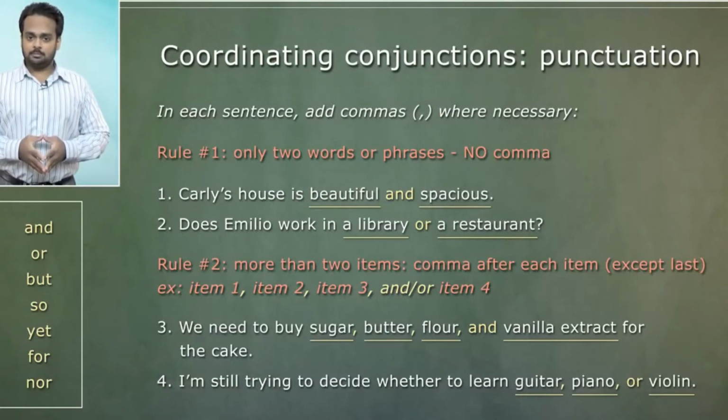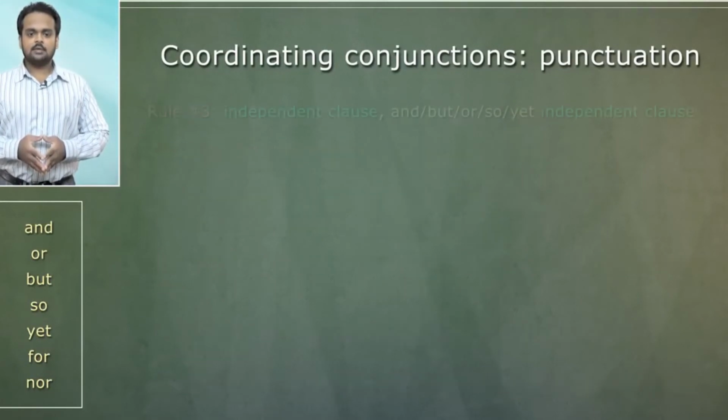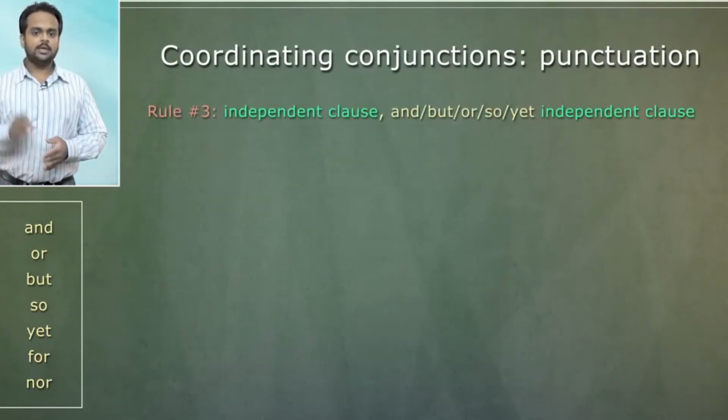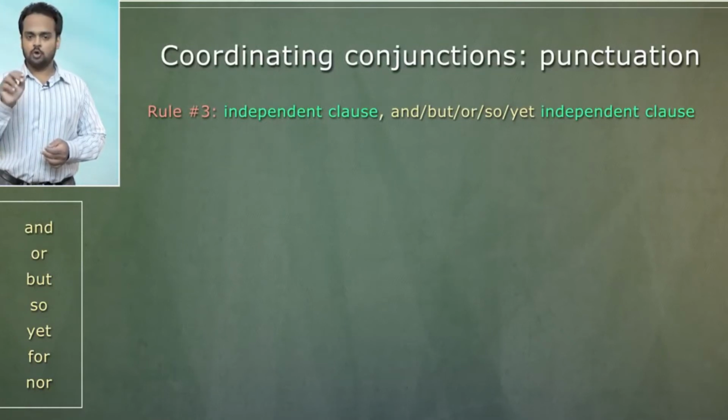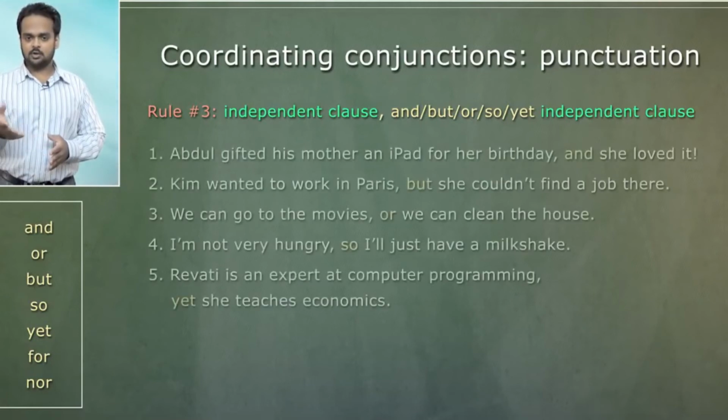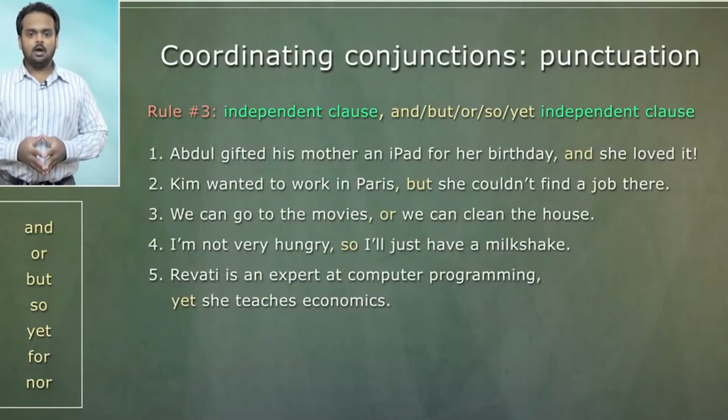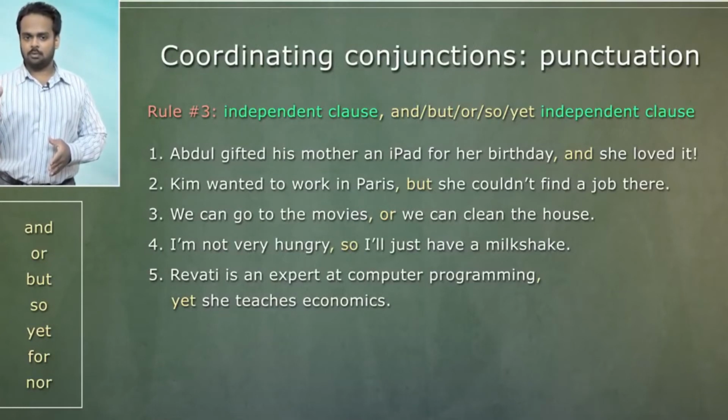Now there's another very important rule regarding coordinating conjunctions, and that is that when a conjunction connects two independent clauses, you should always put a comma after the first clause. Take a look at these examples. Look at sentence number 1. You see here that it has 2 parts. The first part is Abdul gifted his mother an iPad for her birthday.